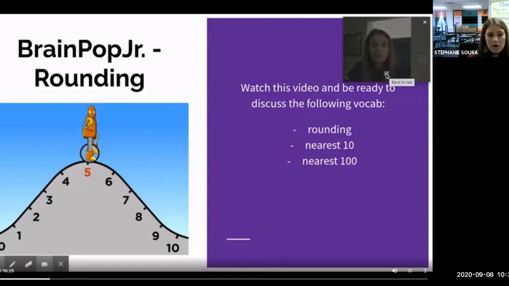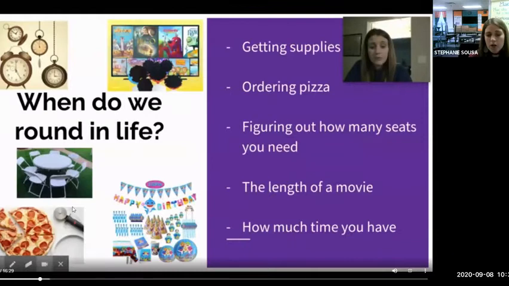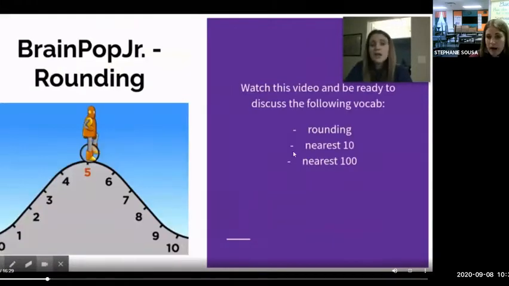All right, so I'm going to pause it there. We've talked a little bit about when we're going to use rounding in real life. Annie and Moby are going to show us a couple examples of this as well, of when they've used rounding in their life. And we're going to discuss these together by using these vocabulary words. So when I ask you what is rounding, I should hear nearest 10 and nearest 100. And you'll know what those mean after we watch this. Okay, so be ready to discuss and explain these words to me.